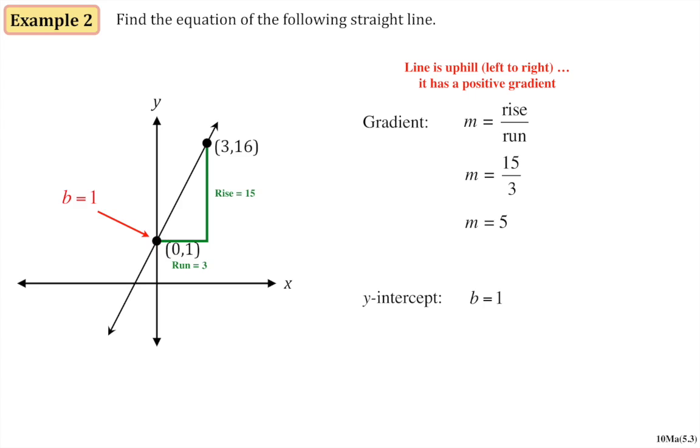Now I know the y-intercept is here, it's 0, 1, so the y-intercept is b equals 1. Remember, b stands for y-intercept. We use our formula for the equation of a line, which is y equals mx plus b, and we get y equals 5x plus 1.